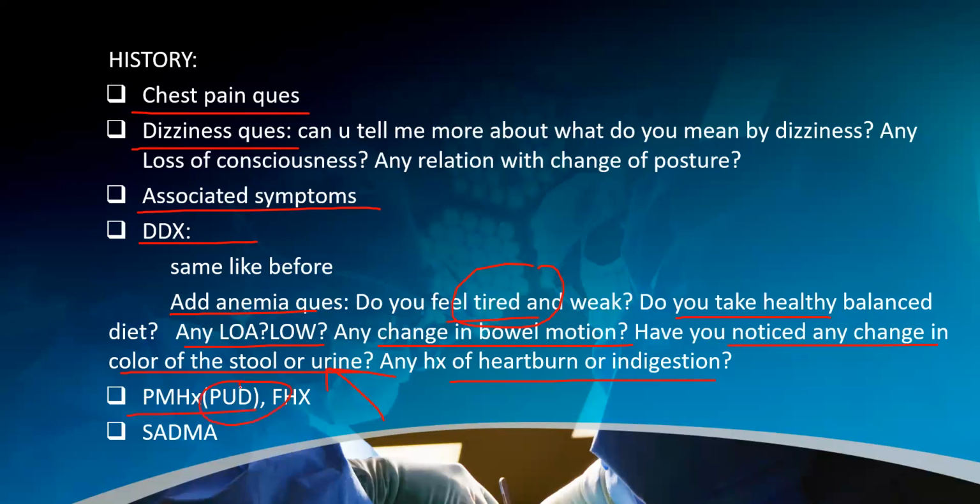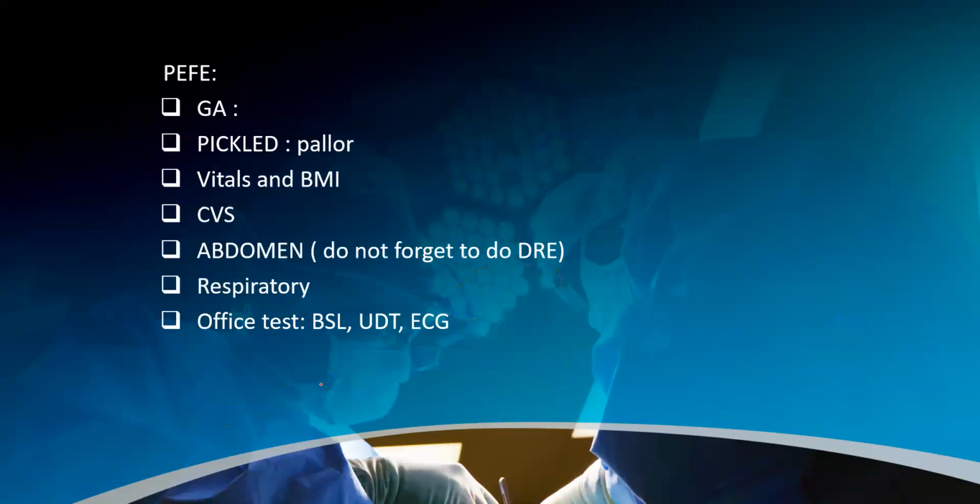In the past medical history, specifically ask about any history of peptic ulcer disease. So that's pretty much the same. You're just adding the anemia question in here. In the physical examination, general appearance, pickled. In the pickled, you will get pallor positive. In the vitals, you will get postural hypotension.